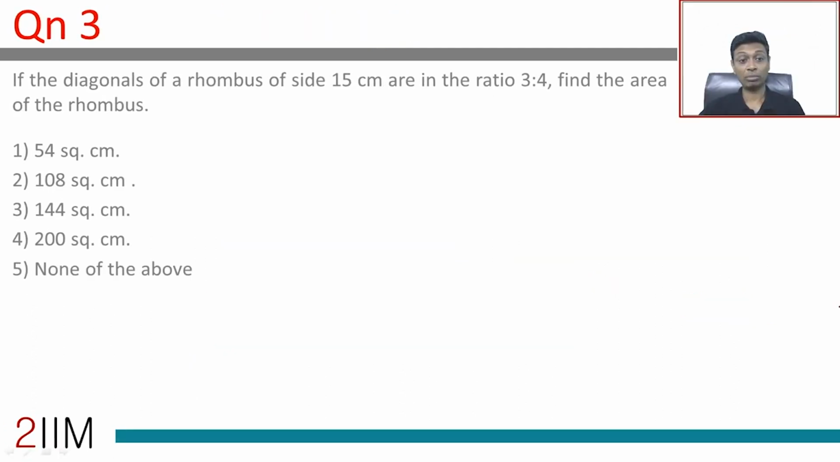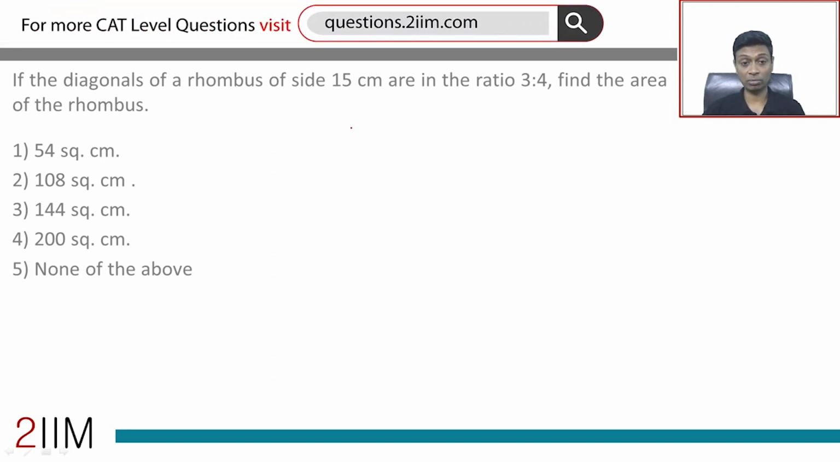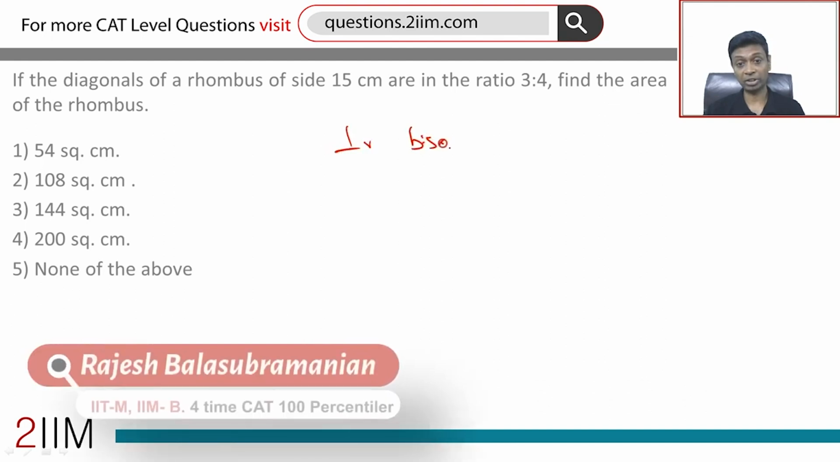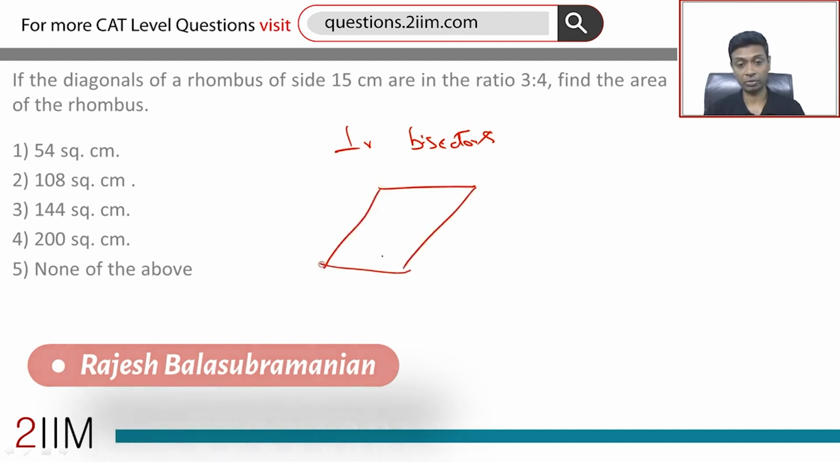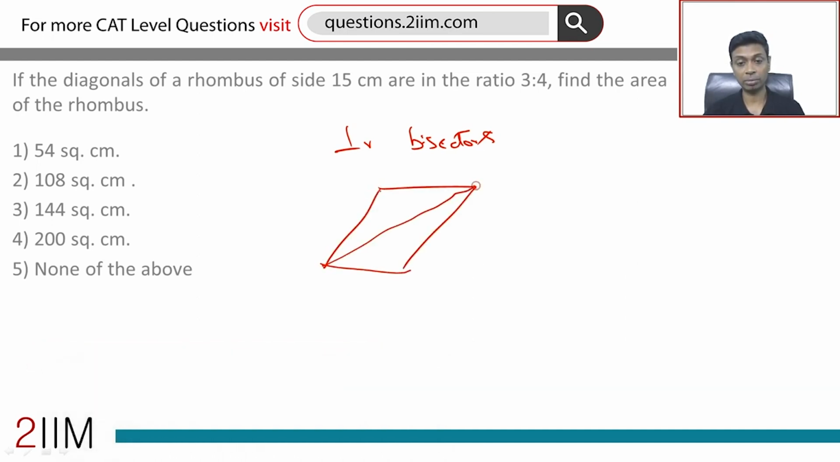The diagonals of a rhombus of side 15 centimeters are in the ratio 3:4. Diagonals of a rhombus are perpendicular bisectors of each other. You should know that, otherwise we are on a dead end. So we have a rhombus like this. Diagonals of a rhombus are perpendicular bisectors of each other. They are in the ratio 3:4. This is half of this diagonal, half of that diagonal. This should also be in the ratio 3:4.